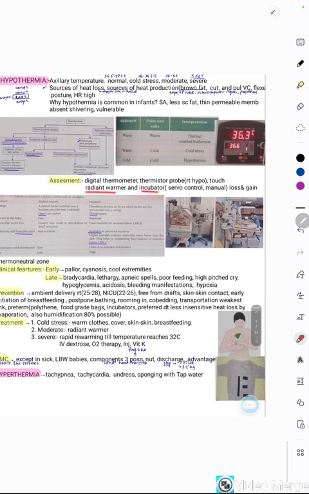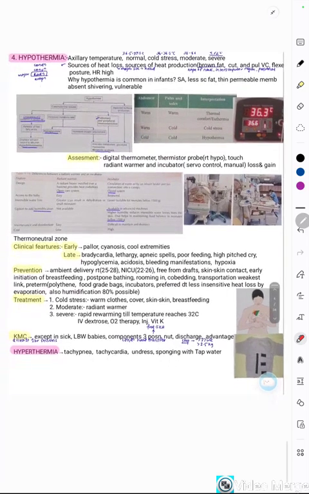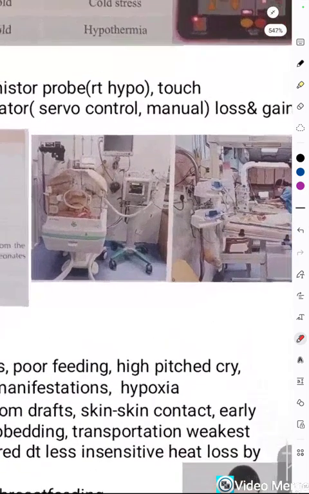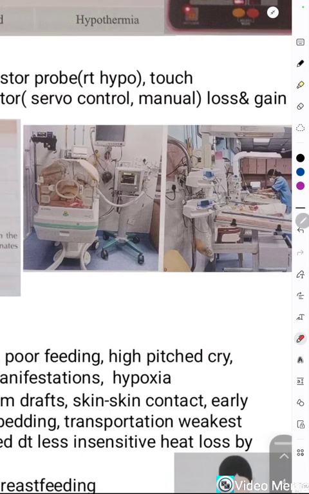Radiant warmer and incubator are used for hypothermia. Now, what's the difference between the radiant warmer and incubator? So this is the radiant warmer. It's an open care system, while incubator is a closed care system. Radiant warmer provides heat by radiation. Then in incubator, handling of the baby is difficult.